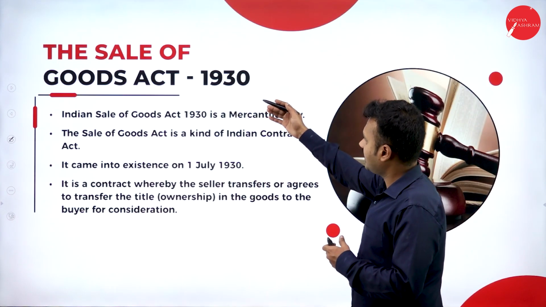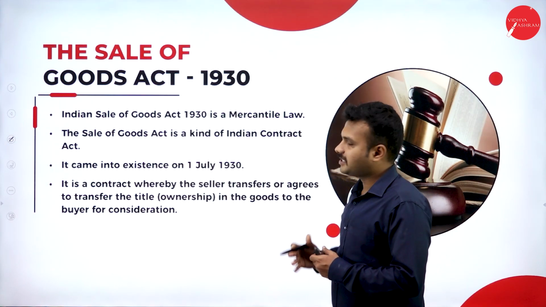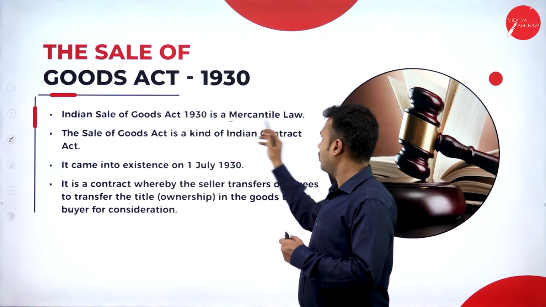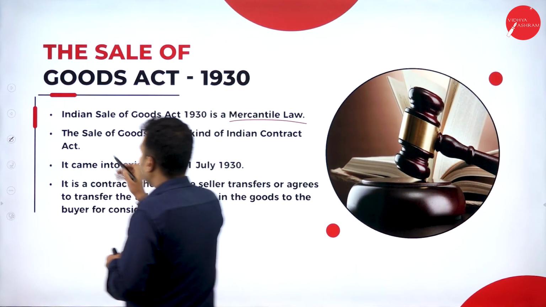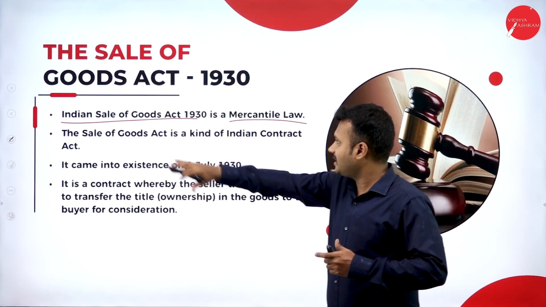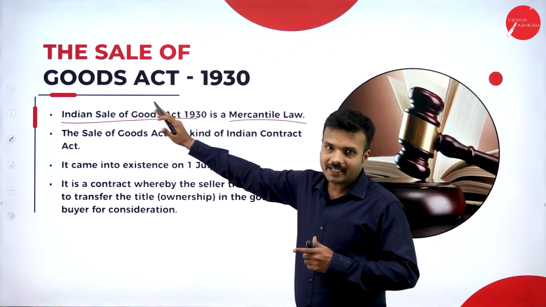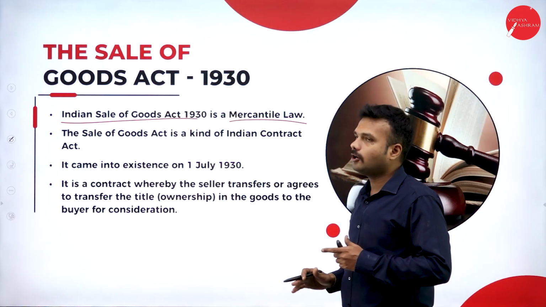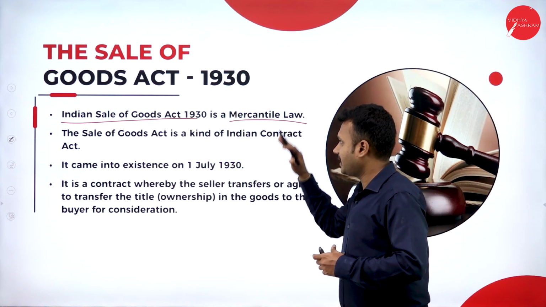So Sale of Goods Act 1930. Indian Sale of Goods Act 1930 is a merchandise law. Earlier, this Sale of Goods Act 1930 was named as Indian Sale of Goods Act 1930. Okay, so earlier days it was Indian Sale of Goods Act 1930, and after that it was renamed as Sale of Goods Act 1930, and it is a merchandise law. It deals with the commercial aspect, that we call a merchandise law.